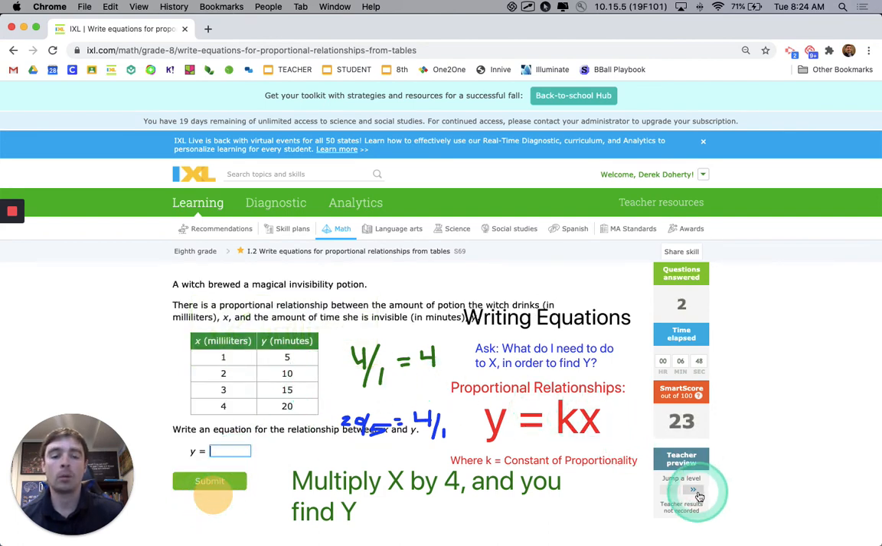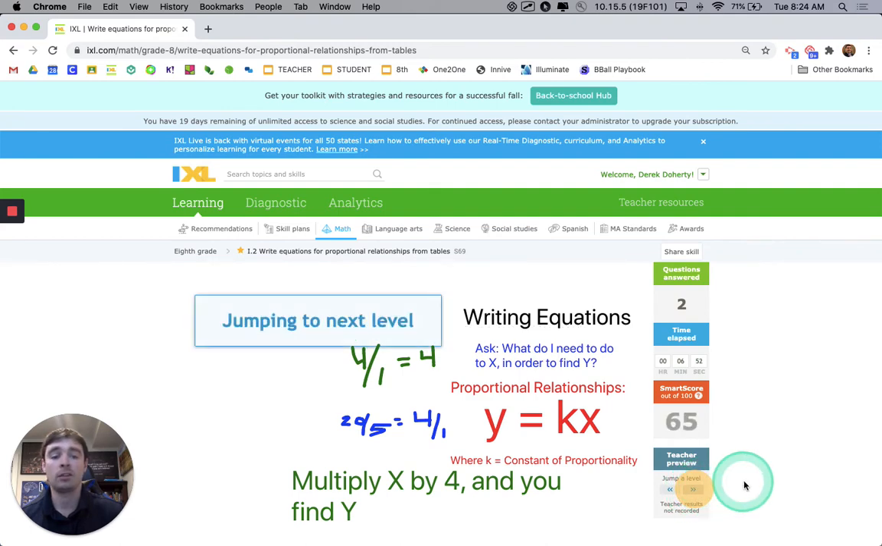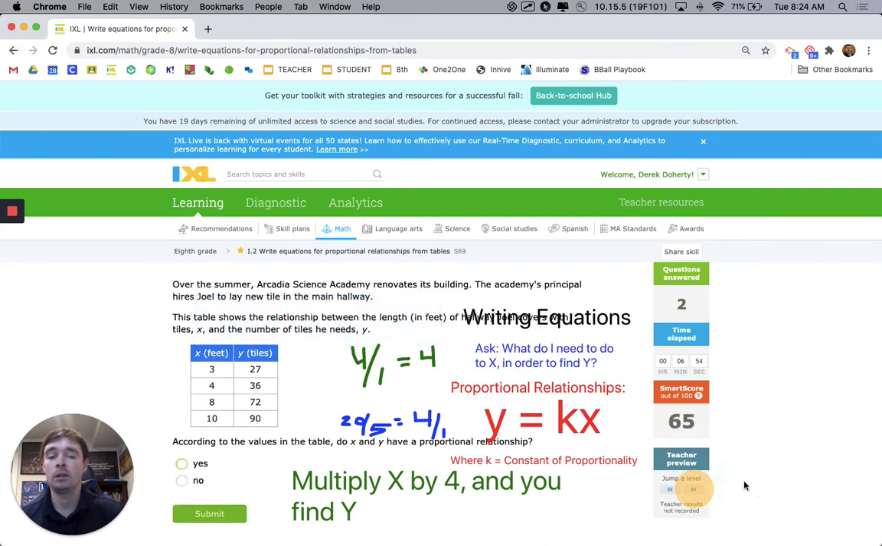I'm going to show a couple more challenging ones, so we're going to jump ahead to a few higher level problems on IXL if you're getting stuck on some of the trickier ones. Some of them will ask you if there is a proportional relationship in the table before they have you trying to find an equation. And that's simply what we showed before.